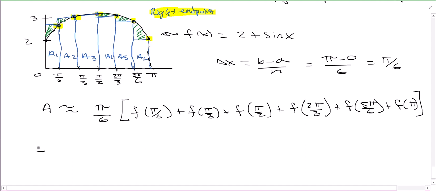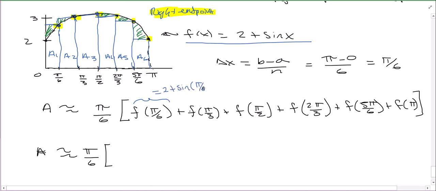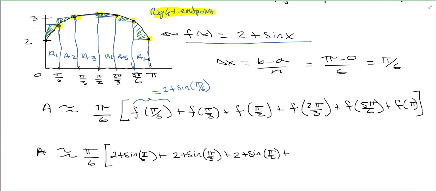So we're going to have the area is approximately our delta x times f of pi over 6. Now remember, our f is 2 plus sine x, so what's f of pi over 6 going to be? That's going to be 2 plus sine of pi over 6. So I'm going to put that in here. So it'll be 2 plus sine of pi over 6, and then you do the same thing for all the other ones. So 2 plus sine of pi over 3 plus 2 plus sine of pi over 2, and so on all the way until we get to pi.